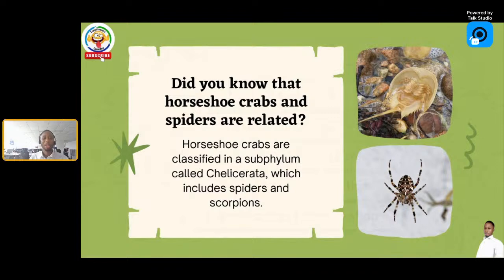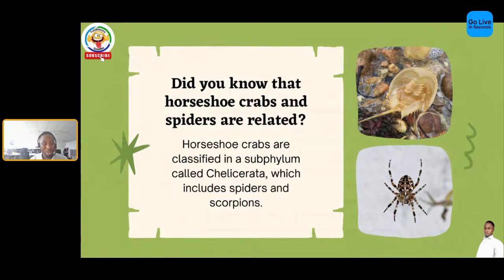Now let's take a look at this picture you're seeing on your screen. Did you know that horseshoe crabs and spiders are related? You may be wondering. Look at that picture, look at those horseshoe crabs. Can you see the similarities, those legs? Yes, they look alike.